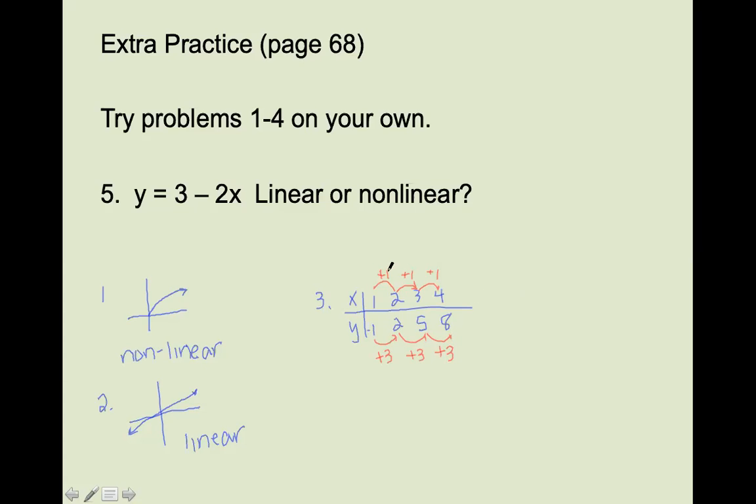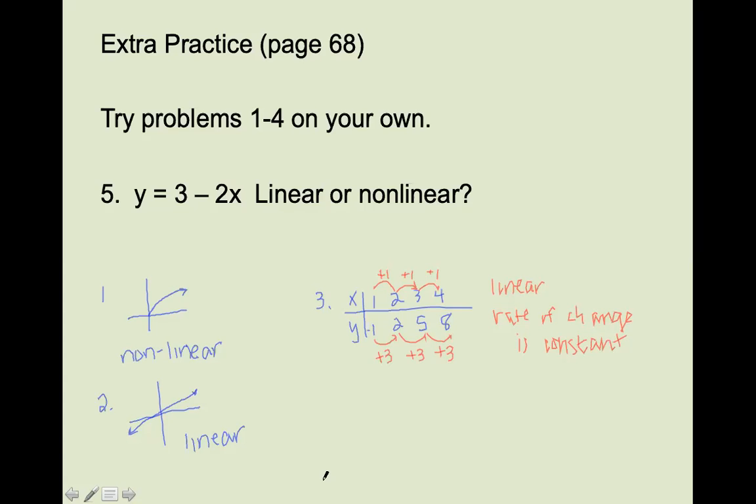And so, since the change in x and the change of y is constant, this is a linear relationship. Okay, it's a linear function. And we would say the rate of change is constant. Right? It's always, for every change in x, it's a change of 3 in y. So the rate of change is constant.